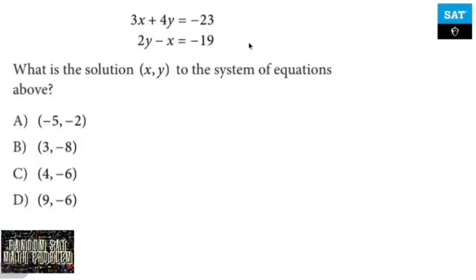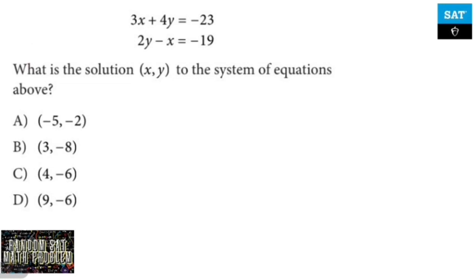All right, we have ourselves a system of equations that we have to solve. What is the solution of the system of equations? So this is just a regular old problem, nothing fancy, no SAT nuance. Taking a look at what I have, everything is mostly lined up. So I think I'm going to choose elimination for this one right here.